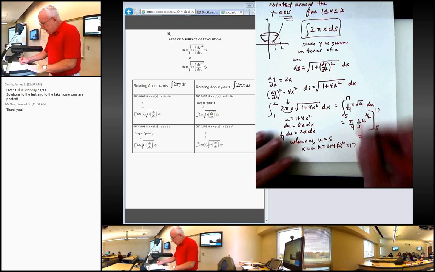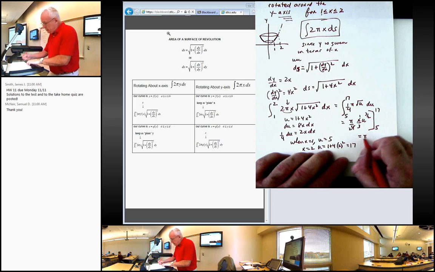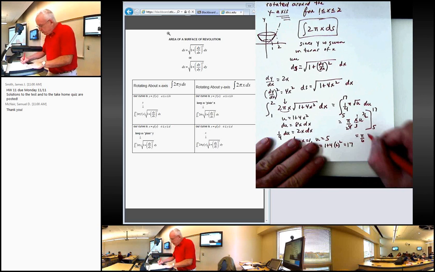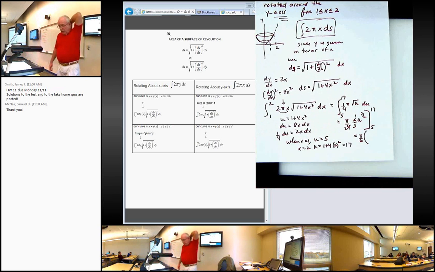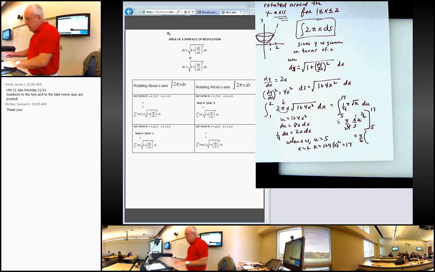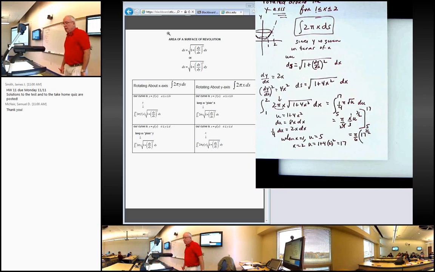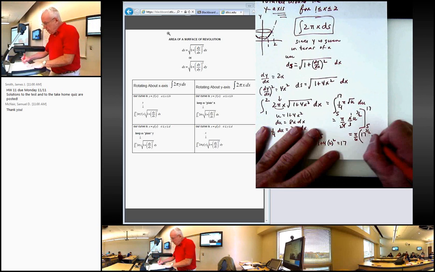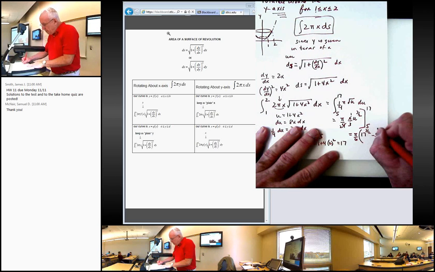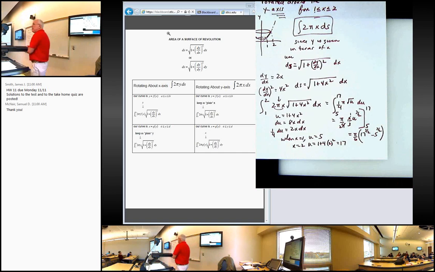Okay, so simplifying, we can divide a 2 out from top and bottom there. So we get pi over 6. And then let me just use parentheses here. The top number is u to the 3/2 power, so just put 17 to the 3/2 power, and then minus the bottom limit's 5 to the 3/2 power, like that. All right? And then that's our answer.